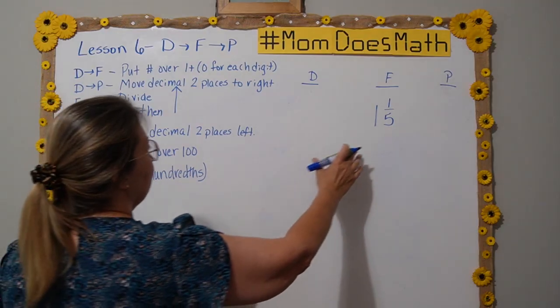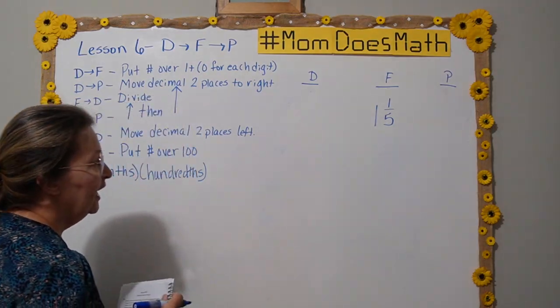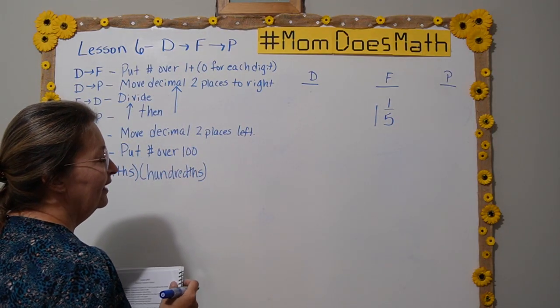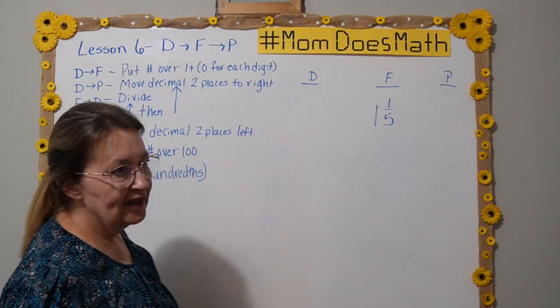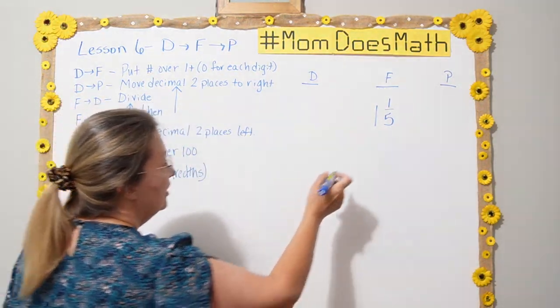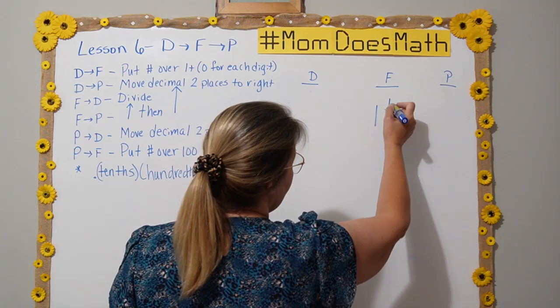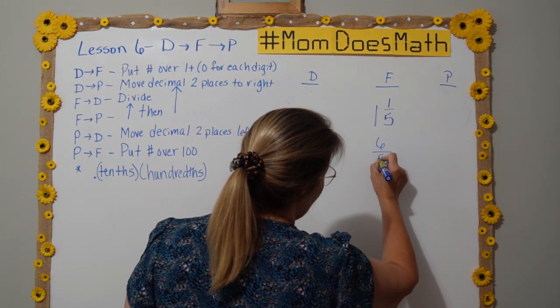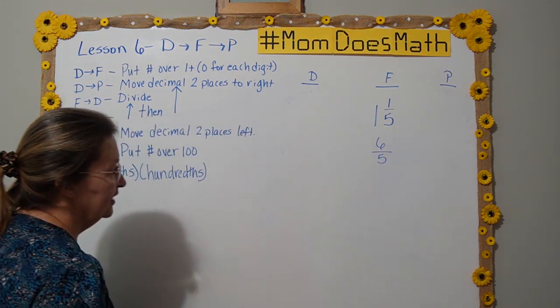Okay, so now we have a fraction form of 1 1/5. Before I do anything with that, I am going to change that to an improper fraction so I can turn it to a decimal. So 5 times 1 is 5, plus 1 is 6. So fraction form of that is 6/5.